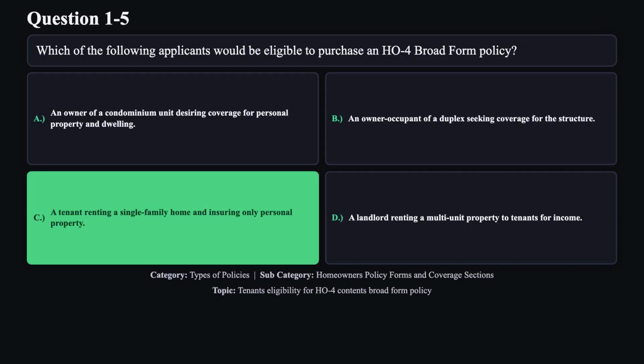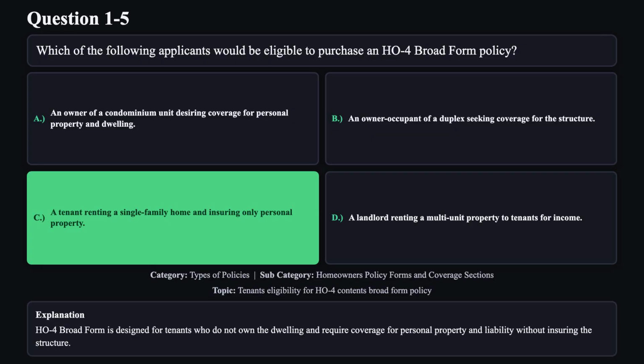The correct answer is C. HO4 broad form is designed for tenants who do not own the dwelling and require coverage for personal property and liability without insuring the structure.